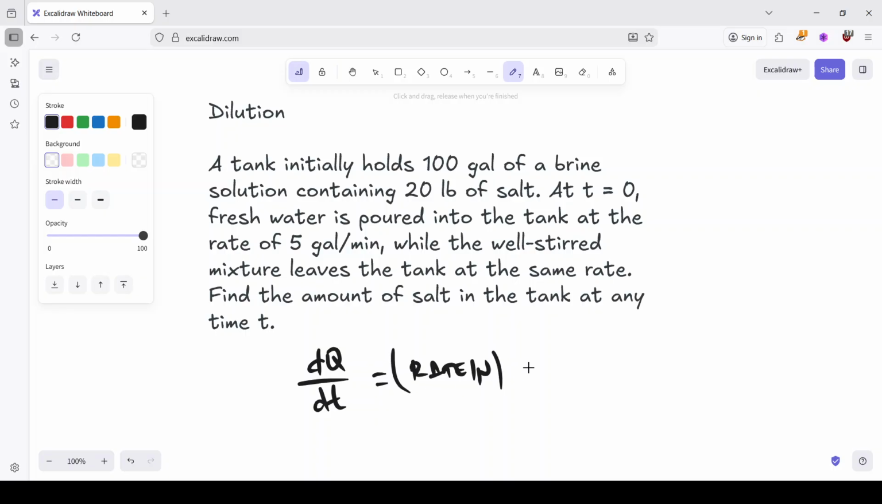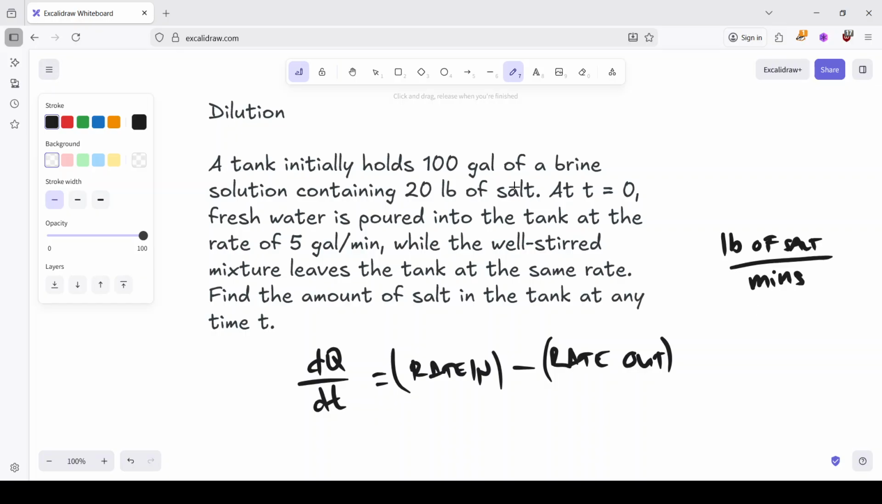Rate in minus rate out. Now think of this, okay? So for the unit of rate, rate in minus rate out. In our example, that will be pounds of salt. Okay, so that will be the amount of salt over time. In this case, minutes. So pounds of salt per minute. Hopefully you follow that one.